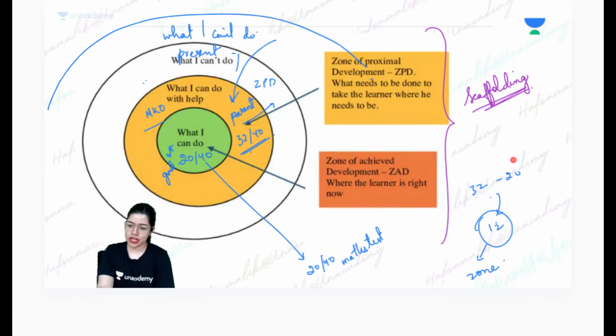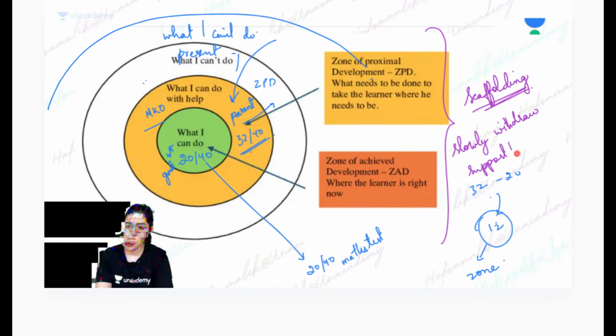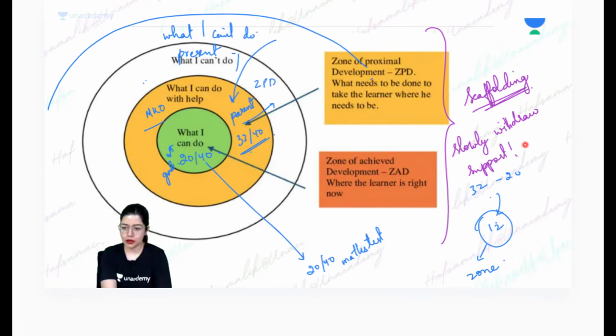So scaffolding is a concept which helps us understand that we need to let go of the support slowly. ठीक है, हम immediately नहीं, abruptly नहीं, but slowly support को withdraw करते हैं. Slowly withdraw support. Yes. Okay. All right. Dheere dheere, like you'll see in ads also.